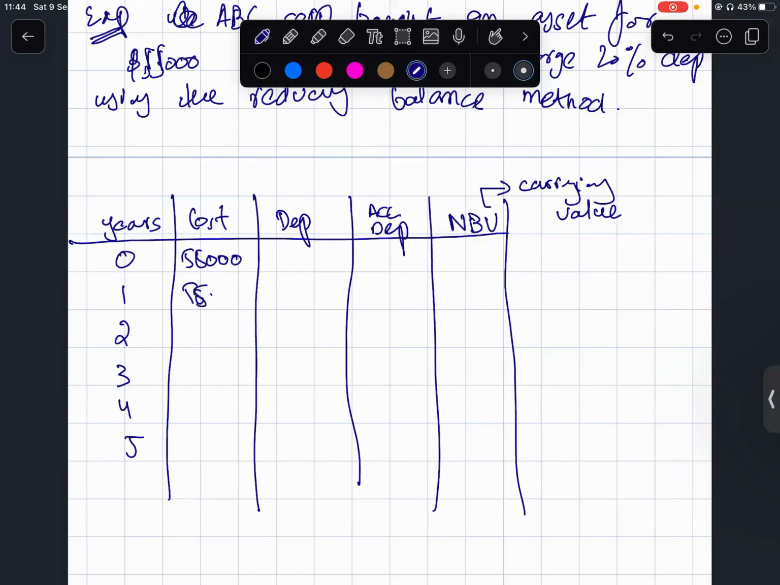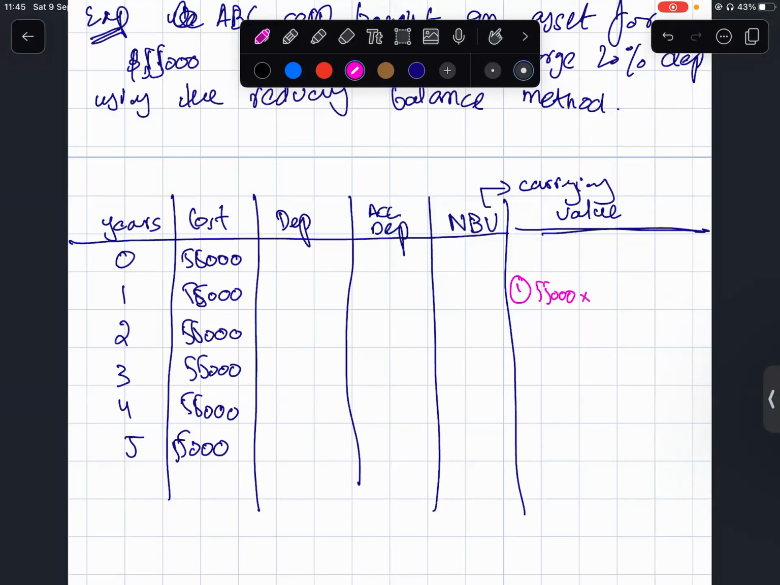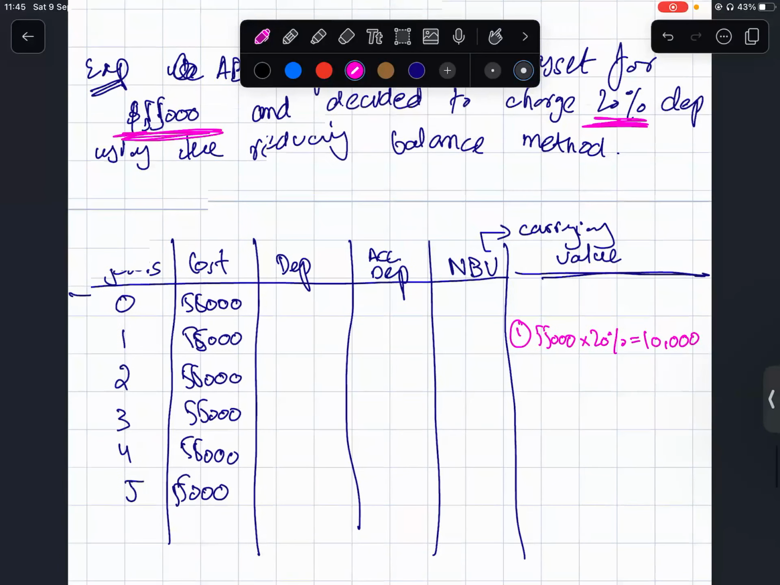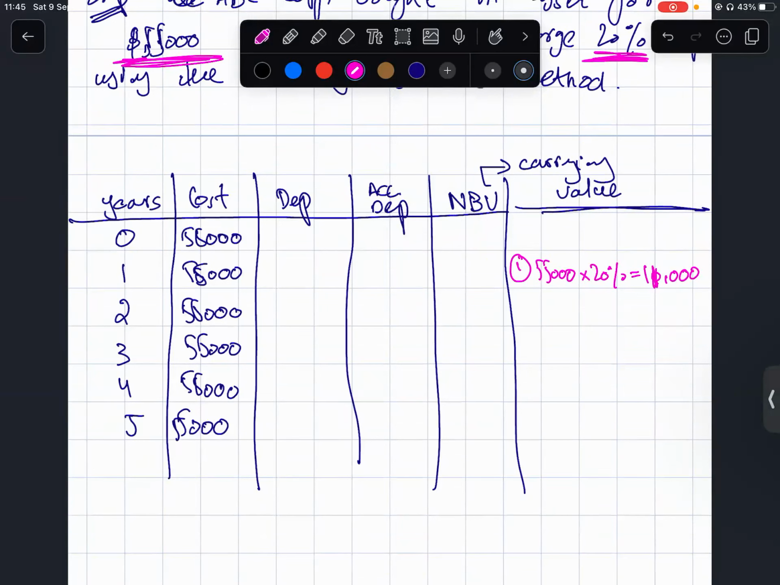At year 1, the cost will always remain the same. Always remember, the cost at the start of every year will be the same because obviously you bought the asset for one price at the start of year 0. Now the depreciation in this case, if we're supposed to do a little bit of a working on this side, for year 1, the calculation would be, you will simply take the cost and multiply it by 20% to get the depreciation, right? Because the rate that we were given was 20%. The cost was $55,000. So 55,000 times 20% would be 11,000. And you will take this 11,000 and write that as depreciation for the year.